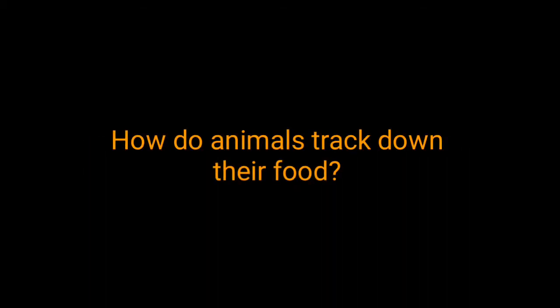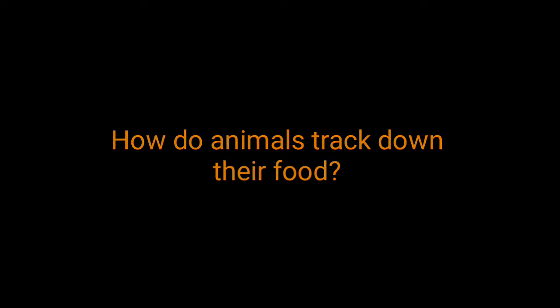Students, here tools does not mean any objects. Animals use their body parts as tools to find, track down, collect, grab, or hunt. And finally, they take the food into the mouth. So, from finding food to eating the food, the animals follow different processes, different methods, different body parts. Okay, students? And here, how do animals track down food?